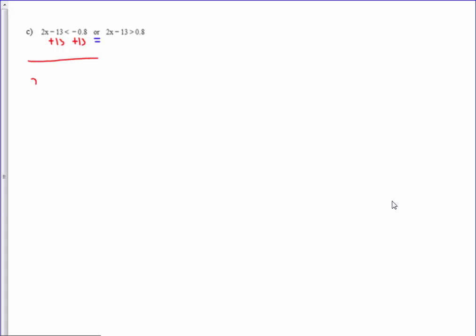That would yield 2x, the 13s would cancel, and then on the right-hand side, 13 minus 0.8 would be 12.2. Now divide both sides by 2, and we would get x is less than 6.1. Now, at the end, you want to make sure that you keep the OR that was in the original problem.